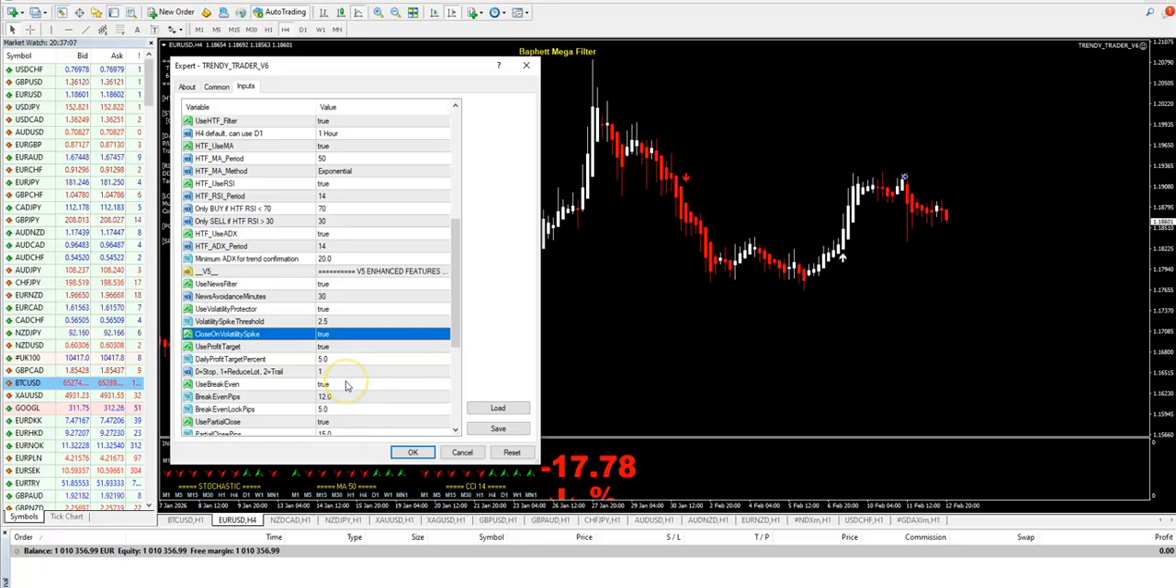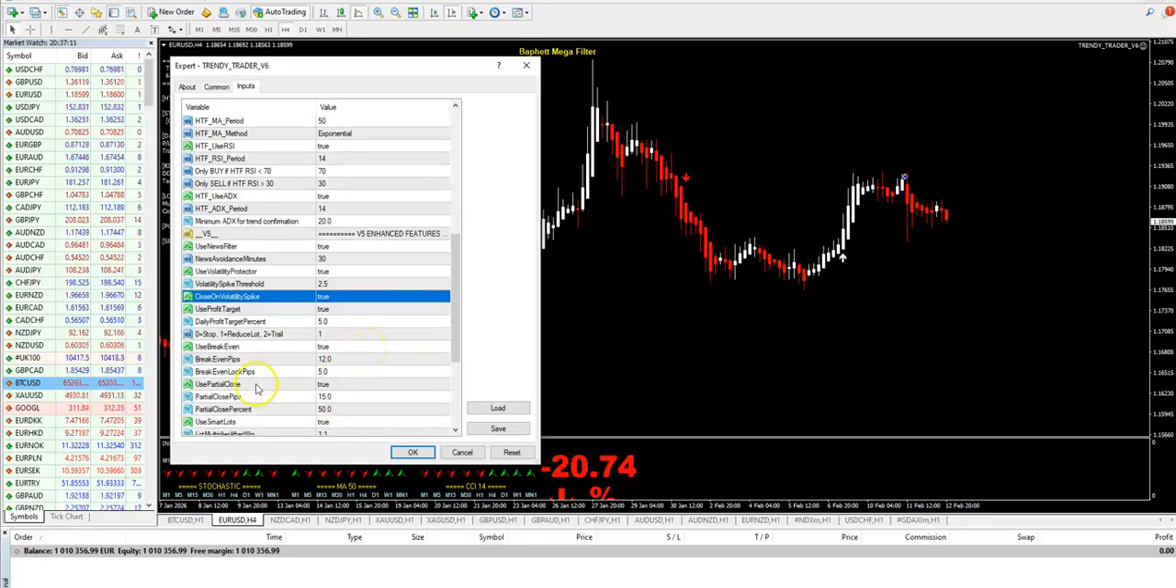Break even, it's here, 12.5. Also partial close with 15 pips or 50% of your take profit if you want this.